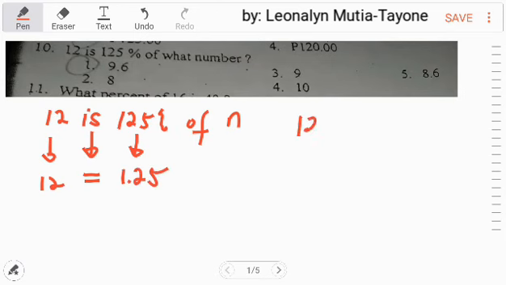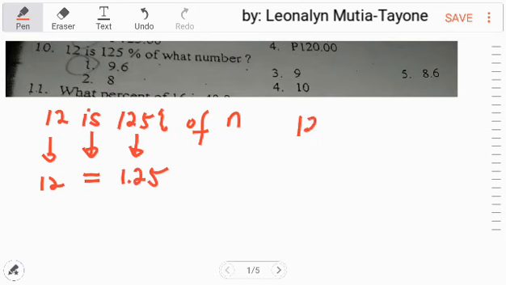Para ma-isolate si n dito, mag-divide tayo sa both sides ng 1.25. So, cancel out na si 1.25 dito. N na yan. So, ang natira ay 12 divided by 1.25. Para mas madali, i-move natin yung decimal to the right. Itong denominator muna, 1, 2. Nakadalawa kang move. So, kung nakadalawa kang move, mag-add ka ng 2 zeros sa numerator. Para mas klaro lang, let me do it this way. So, 12 divided by 1.25.